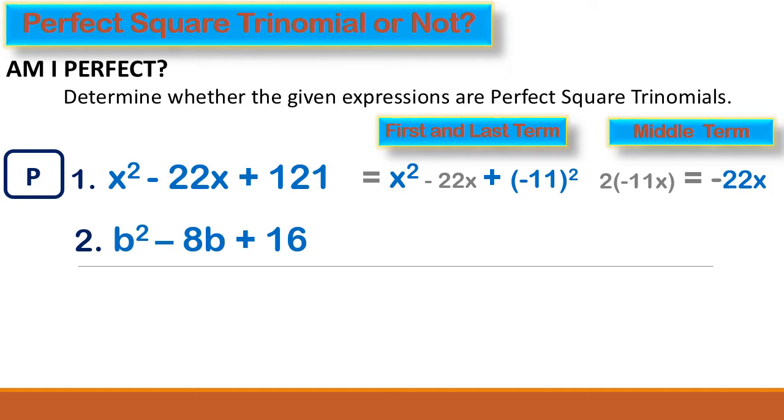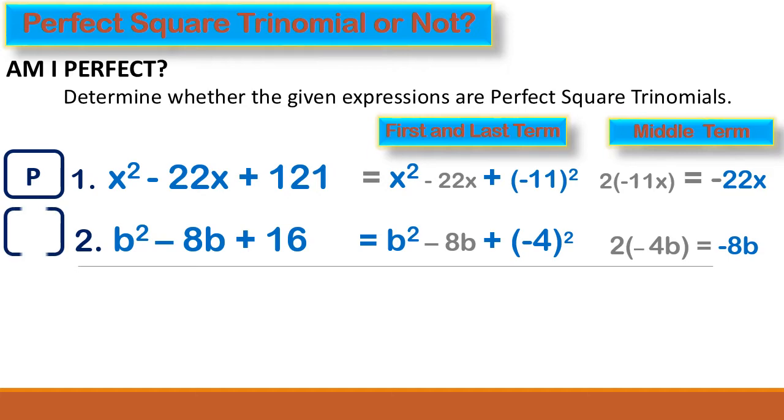So check the first and last terms if they are perfect squares. So we have b squared and 16 can be written as negative 4 quantity squared since the middle term is negative. And checking for the middle term, so we have negative 4 times b is negative 4b times 2 is negative 8b. So we have a perfect square trinomial.